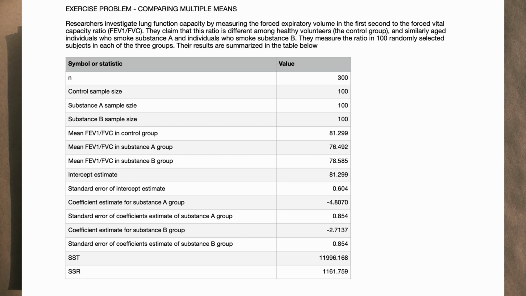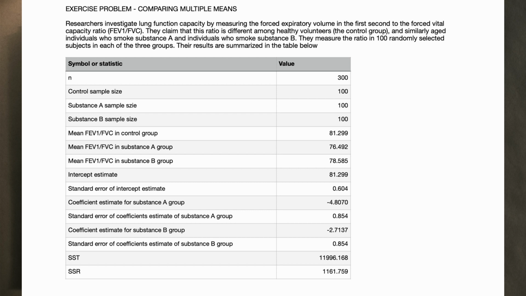So you can clearly see there the nominal variable, and we're going to have a set of subjects, and some of them will be control, some of them will be substance A, and some of them will be substance B. So we have a nominal variable with three categories. And so when we look at this numerical variable, this FEV1 over the FVC, that's going to be a continuous numerical variable, and we're going to have three means that we have to compare to each other.